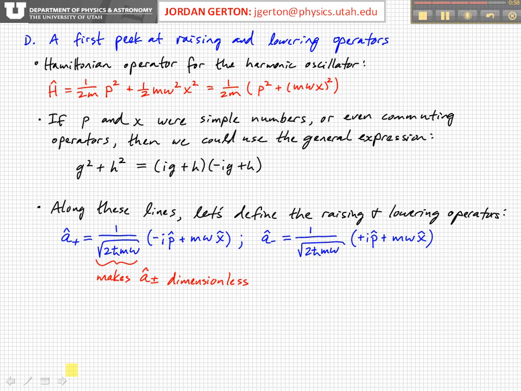If p and x were simple numbers, or even if they were commuting operators, which we know they're not, then we could use the general expression that if you have two numbers, g squared plus h squared, you can write that as the product of the quantity i g plus h times the quantity minus i g plus h, where i is just the imaginary number. If you multiply this out, we get g squared plus h squared.